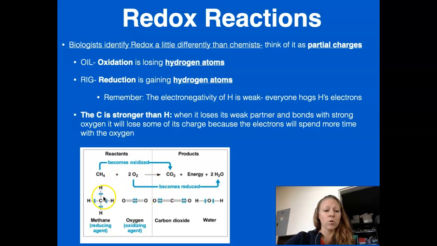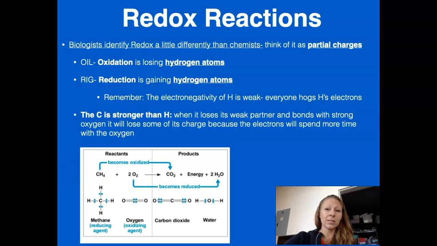And so therefore, this carbon has lost its hydrogen. And so therefore, it's been oxidized. If we look, this carbon has lost its electrons. They've moved further away from the carbon. These are the partial charges. The electrons have moved further away from that carbon. And so therefore, oxidation is loss. The carbon has lost those electrons.